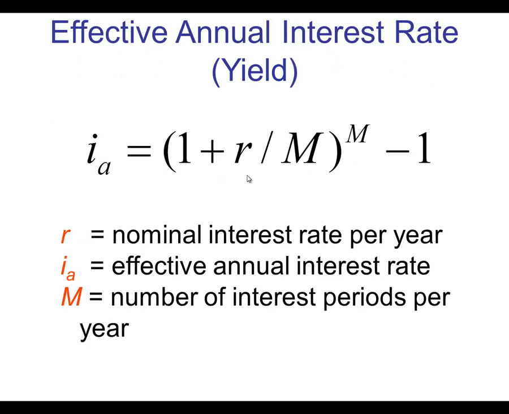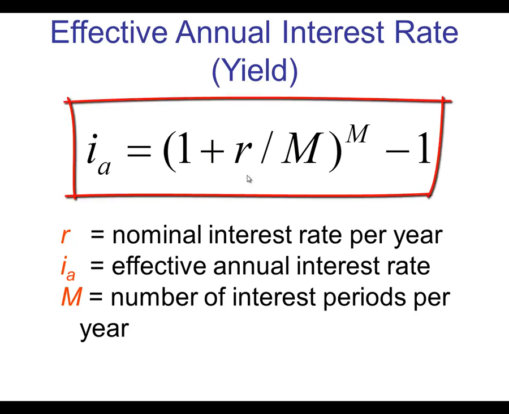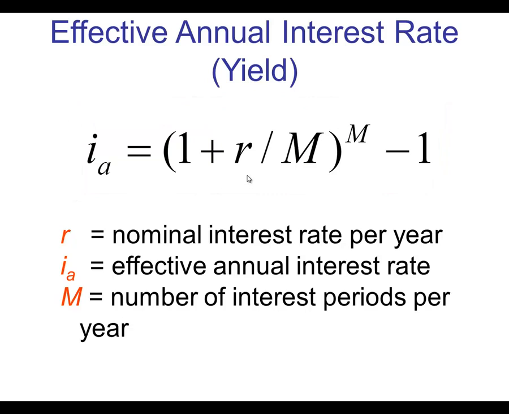To calculate the effective annual interest rate, we use the formula IA, and this is A for annual. So IA is equal to 1 plus R, where R is the nominal interest rate per year, divided by M, where M is the number of interest periods per year, all to the power M, and all minus 1. So this will be the formula that we will use to calculate the effective annual interest rate.